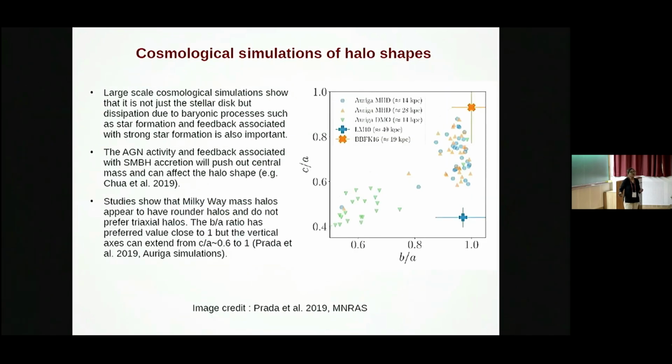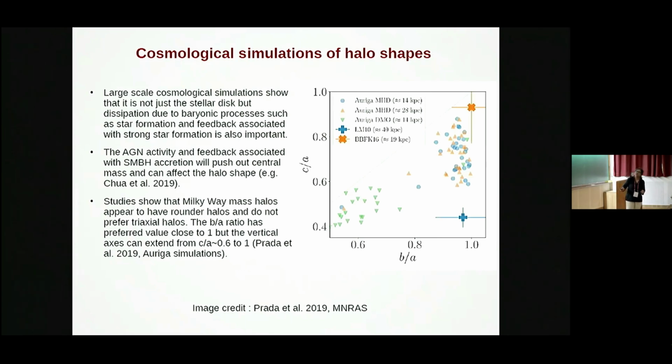Now, recently, cosmology simulations have improved on this because they have included the nuclear activity of galaxies, star formation and AGN outflows, which can push the dark matter out along with the mass into the outer parts of the halo, thus creating a different halo shape around the galaxy.